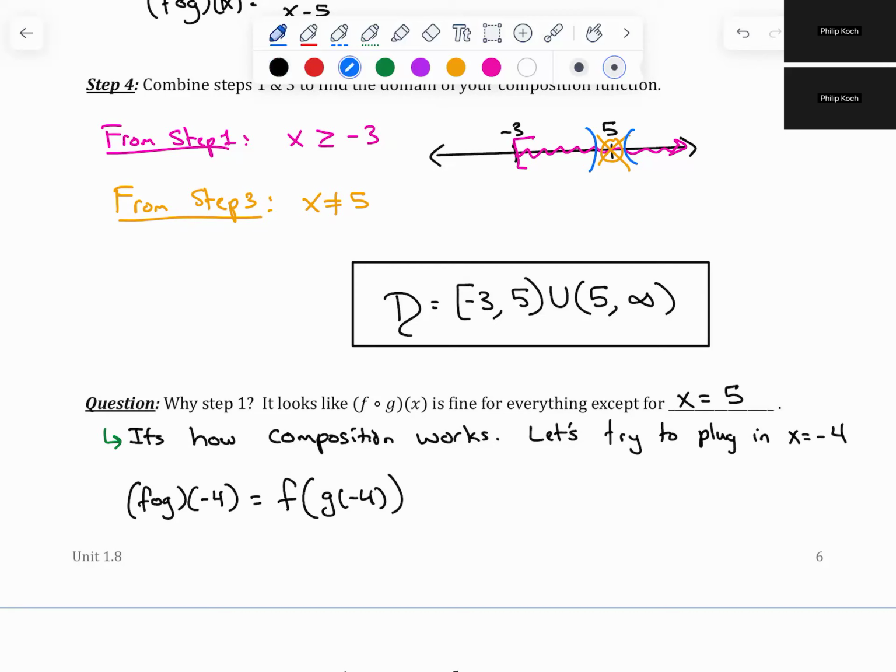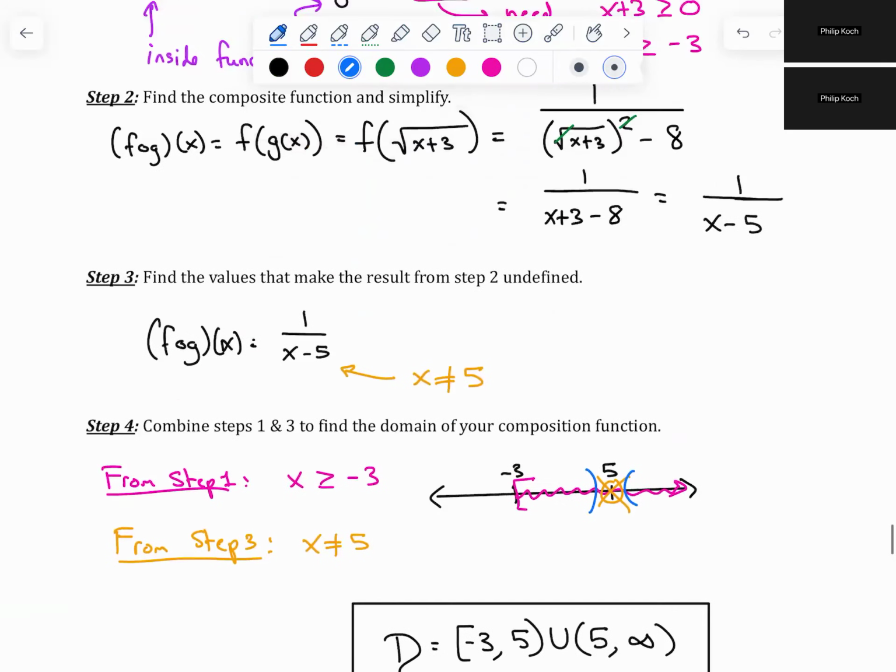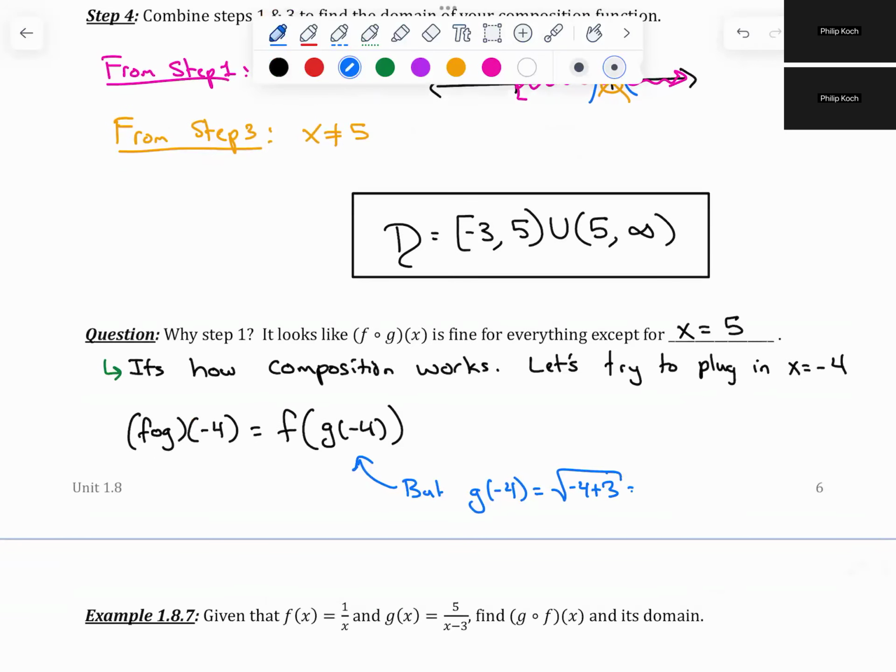But as we can see, g of -4 is equal to the square root of -4 plus, is it +3? Yeah, +3. Which equals the square root of -1, which is not a real number. So it's not included. Can't plug in g of -4 into f.